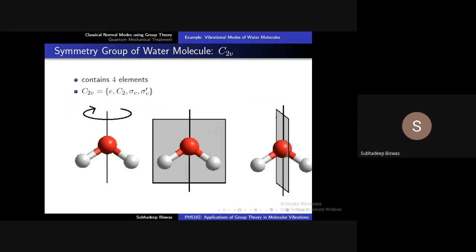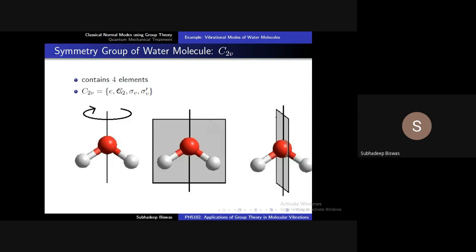So, for example, here the water molecule, we can rotate the water molecule about an axis which passes through the oxygen atom. Here the oxygen atom is denoted by red color. The first operation is a rotation about this axis. This is a 180-degree rotation. This is clearly a symmetry of the molecule. Here what we are doing is a reflection about this plane, and here we are doing a reflection about a different plane.